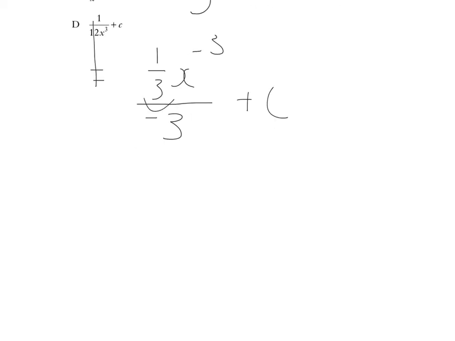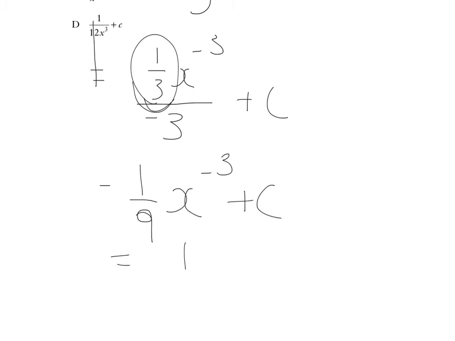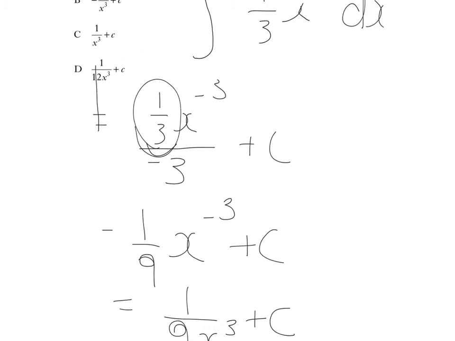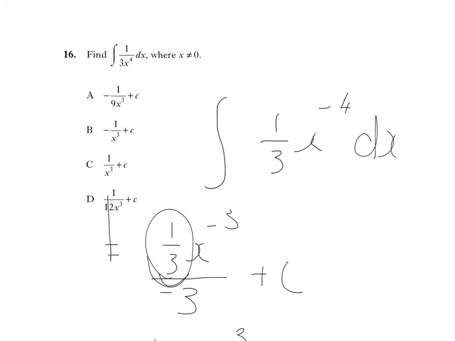So I've got a third divided by minus 3, so I'll put the minus at the side. A third divided by 3 is a ninth, so it's now 1/9 x to the minus 3 plus c. I can then bring the x to the minus 3 back down, and that's 1 over 9x cubed plus c. And that's option A.